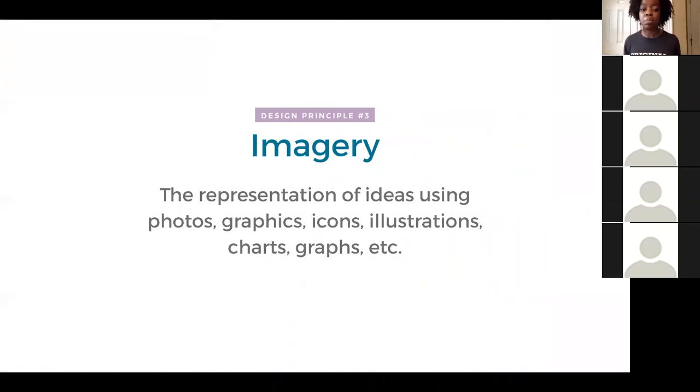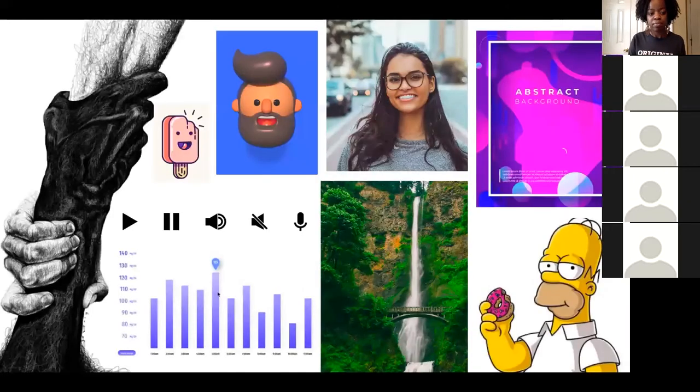So imagery, very important. Now this is the representation of your idea using an icon, a photograph, an illustration. I mean, there's endless ways that you can show imagery in a design, and I'll show you what I mean. So we can use anything from icons to photographs to illustrations to charts to pictures of Homer Simpson, whatever we want to do. I mean, there's countless images and things out there that you can draw or take pictures of or find on stock sites to use in your design.